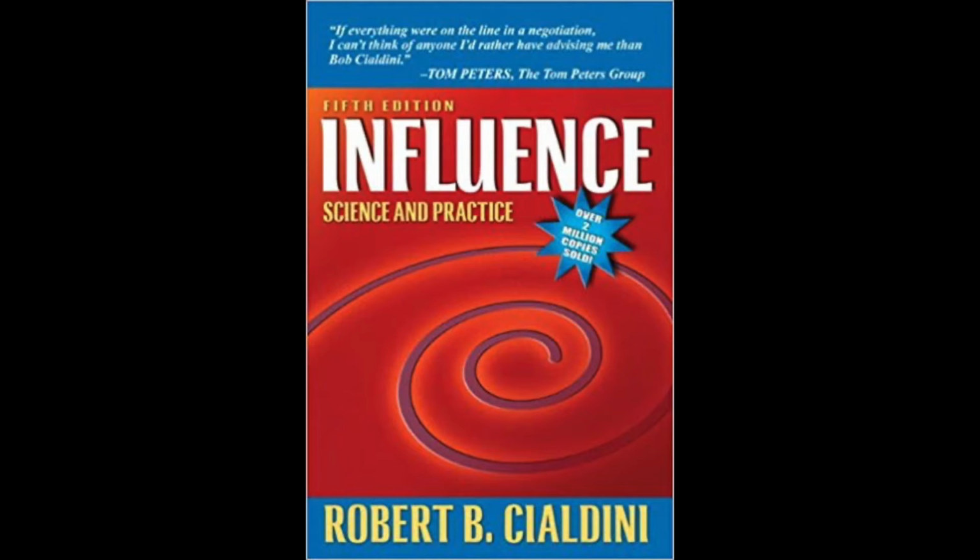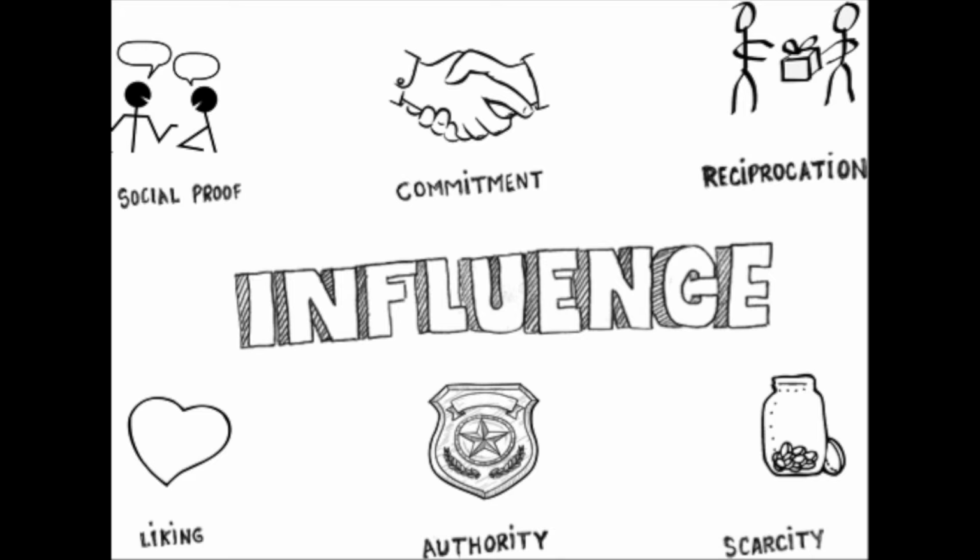In Robert Cialdini's Influence, Science and Practice, he outlines 6 social influence factors that include reciprocation, commitment and consistency, social proof, liking, authority, and scarcity. These factors all come together to influence how people think and what decisions they make every day.